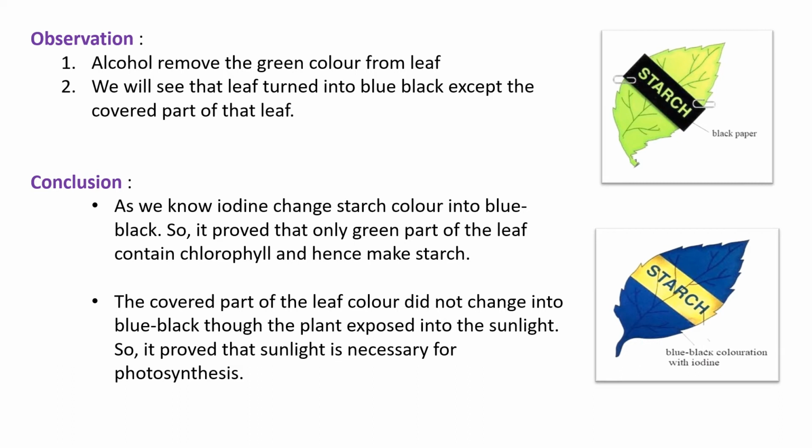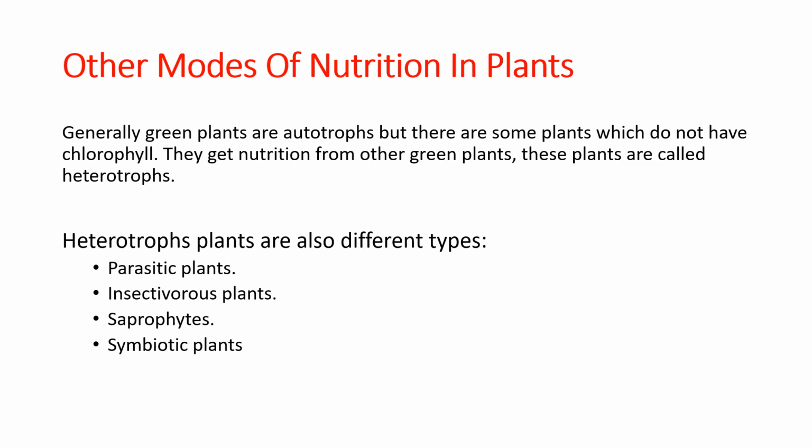So we already learned about the autotrophs. Autotroph means, for example, the green plants, and the process of that food making is called photosynthesis. And we also did some experiments on whether chlorophyll is necessary or not. Now we learn about the other modes of nutrition in plants.